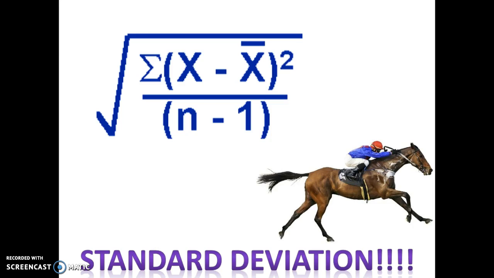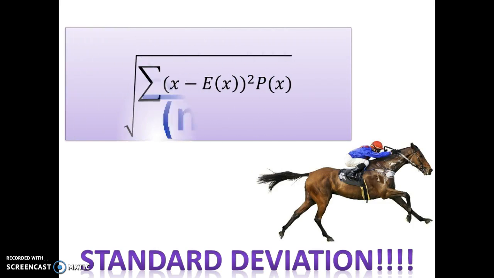So if an average was something simple like 10 and your standard deviation was 5, it meant that most of your data points are between plus or minus the standard deviation. That would be between, if your average was 10, most of your data would be between 5 and 15. Great. All right, but expected value is a little different, so the equation is going to change a little bit.